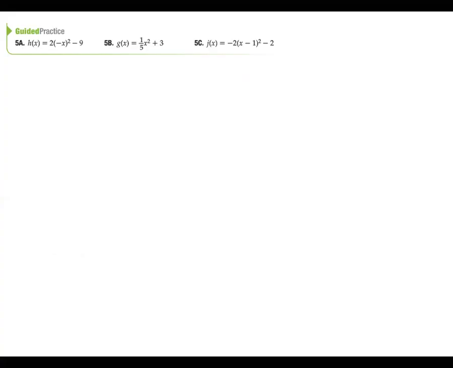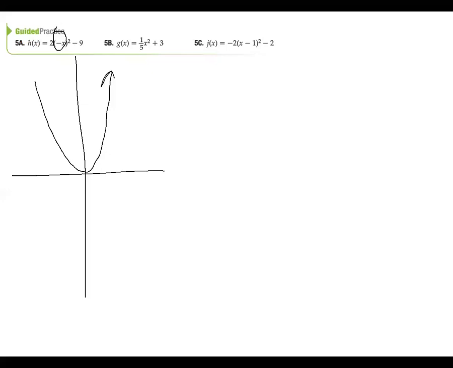Okay, we're back. Now, this one, where you have the negative for the x, since the parabola is symmetric with respect to the y-axis, when you flip it over the y-axis, it just lands on itself. Then it's going to be stretched vertically by a factor of 2 and shifted down 9 units. Okay.